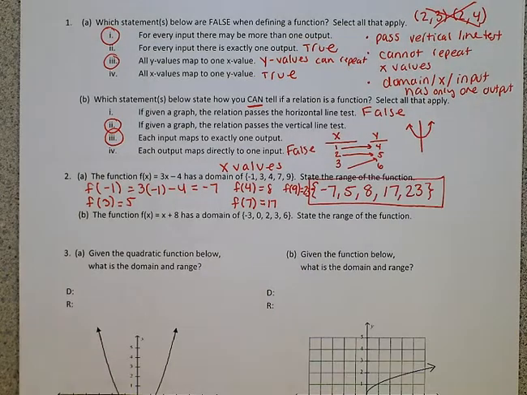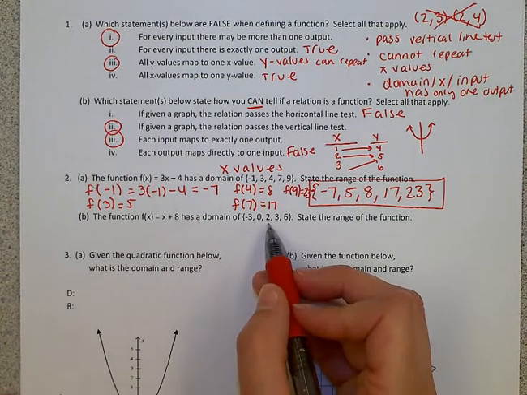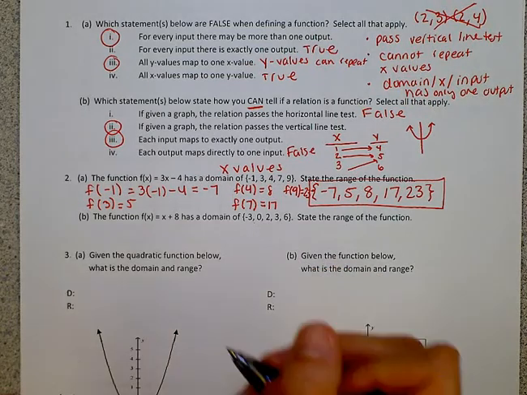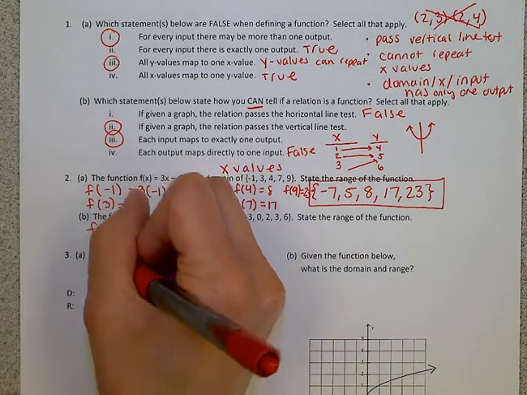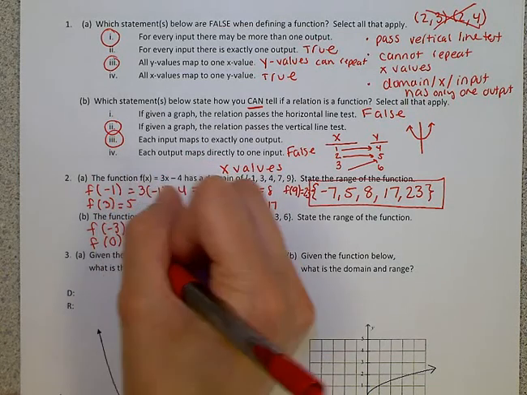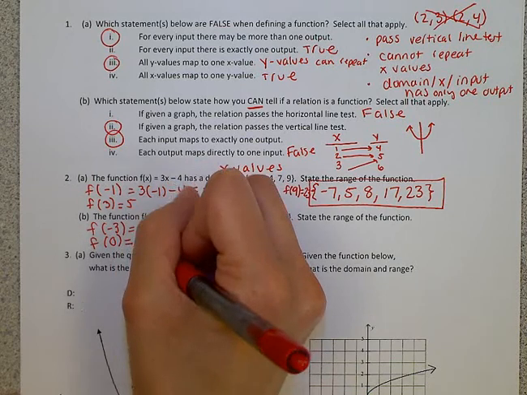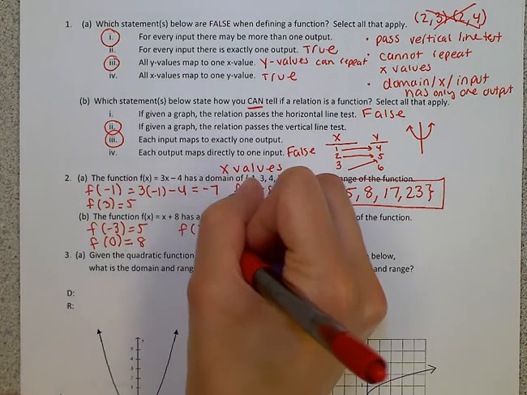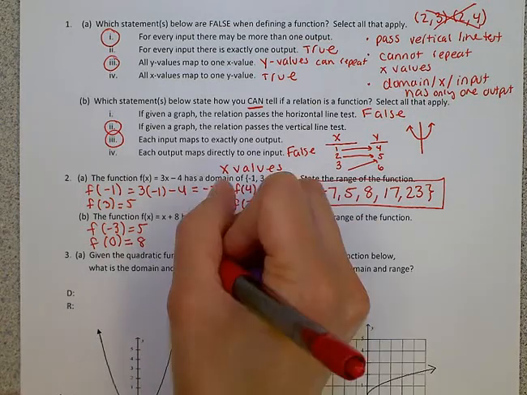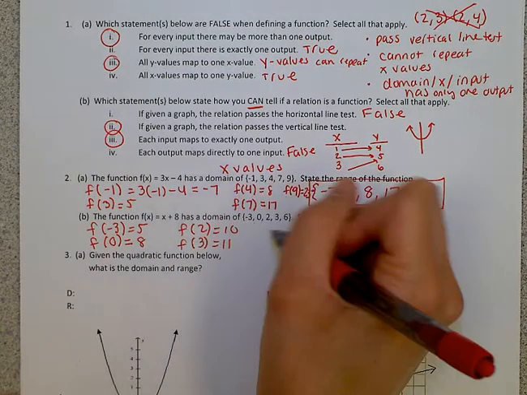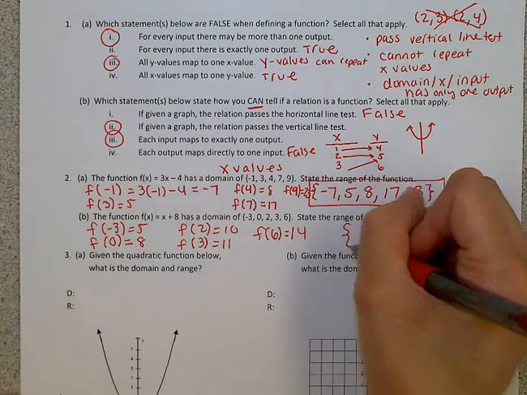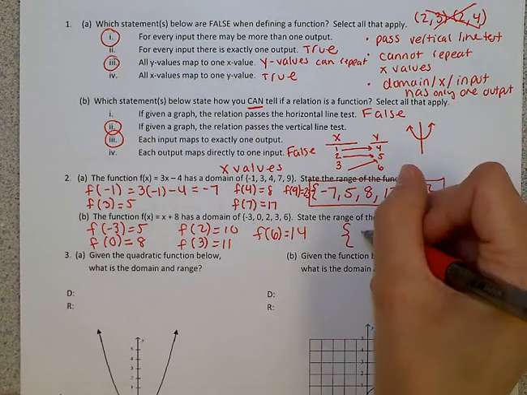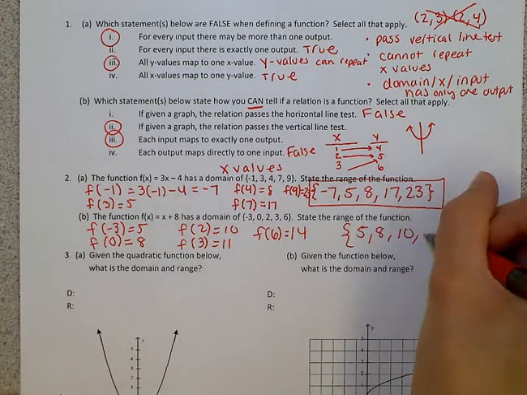Same thing with B. Literally, you're plugging in for x, -3, 0, 2, 3, and 6. When you put them in, f of -3 gives you 5. F of 0 gives you 8. When you plug in 2 for x, you get 10. When you plug in 3 for x, you get 11. And last but not least, plugging in 6 for x gives you 14. So your final answer in terms of the range would be 5, 8, 10, 11, and 14.